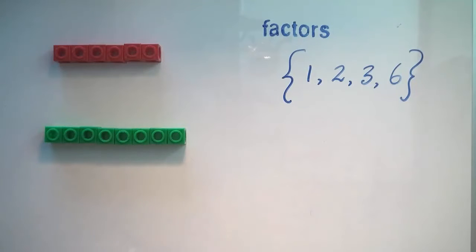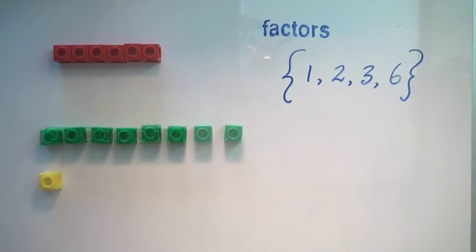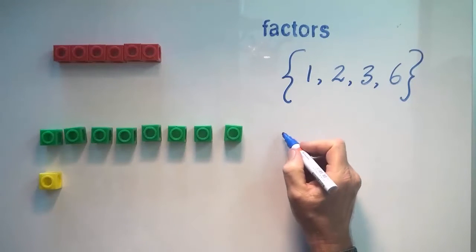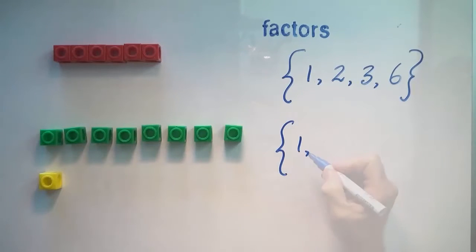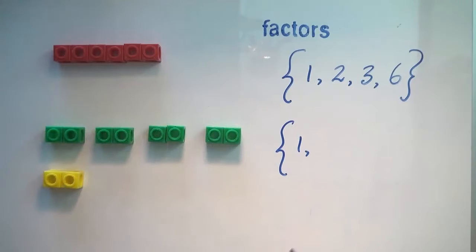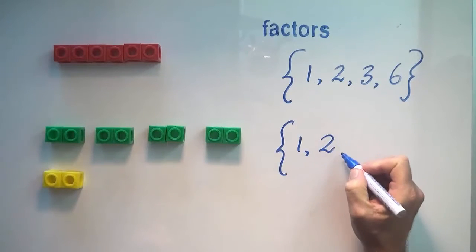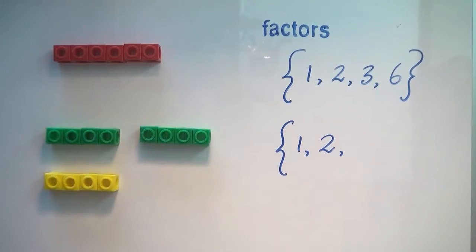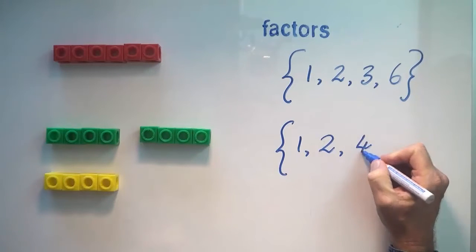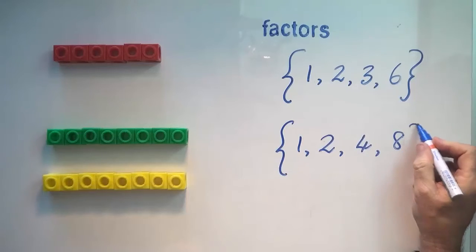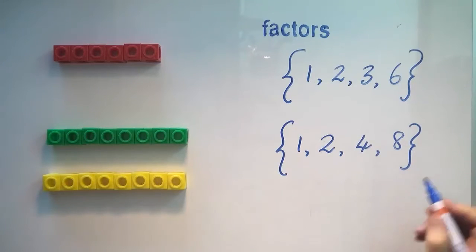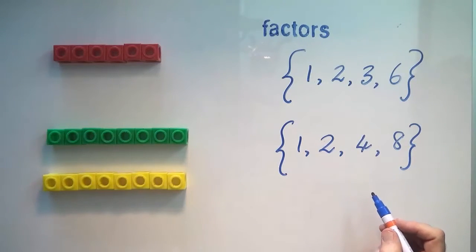Let's have a look at another number, this time 8. Again, 1, a natural number, will divide exactly into 8. 1 is a factor of every natural number. 2 also divides into 8. 4 divides into 8. 8 itself divides into 8. So there are the factors of 8.